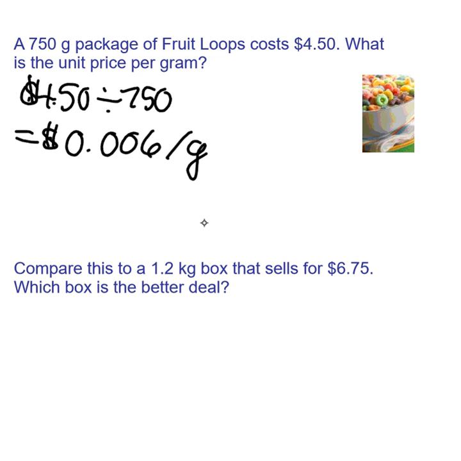One of the things you have to be really careful about when you're comparing unit price is to make sure that the units are the same. In this case, it says 1.2 kilograms. This one was in grams. So before we can proceed, we have to change this one to 1,200 grams. The units have to be the same before you can compare the unit price.